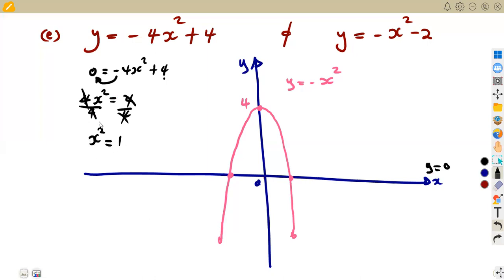To determine x, not x squared, we need x. We're going to introduce the square root on both sides. So x is going to be plus or minus the square root of 1, which is plus or minus 1. So this is -1 on this side, and this is +1 on this side.